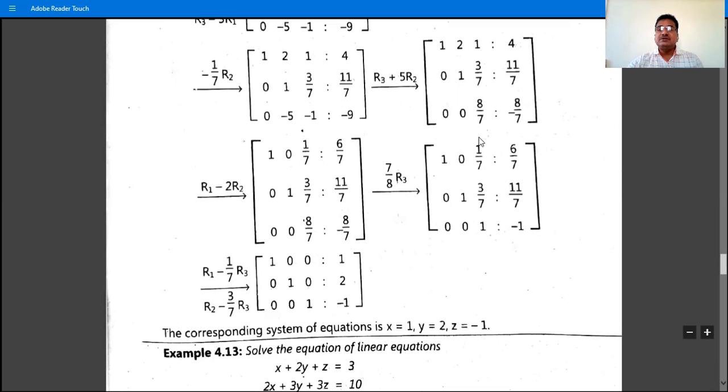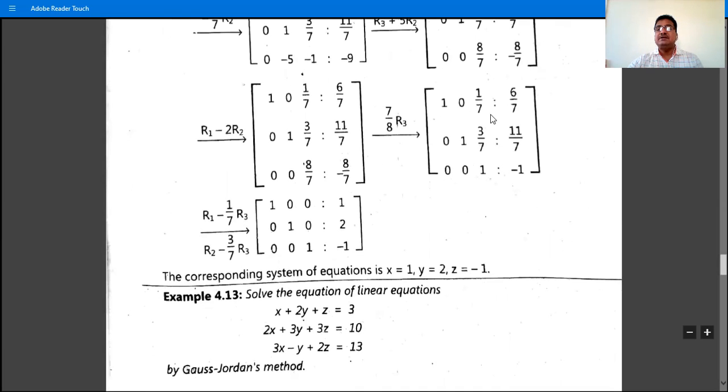Then we have to reduce these two elements to 0, because this third column also contains the leading 1. So we have to reduce this 3 by 7 and 1 by 7 to 0. The operations are: R1, since this 1 by 7 lies in the first row, so R1 minus 1 by 7 R3, by using 1 reduce this to 0. And then R2, this is 3 by 7, for this 3 by 7 the operation is R2 minus 3 by 7 R3.